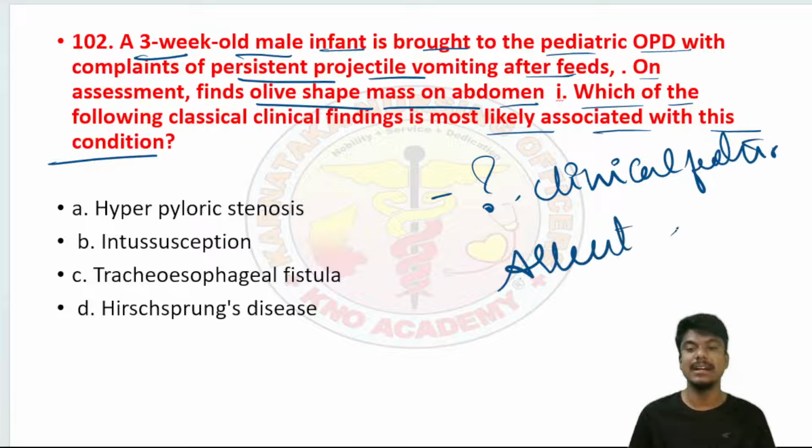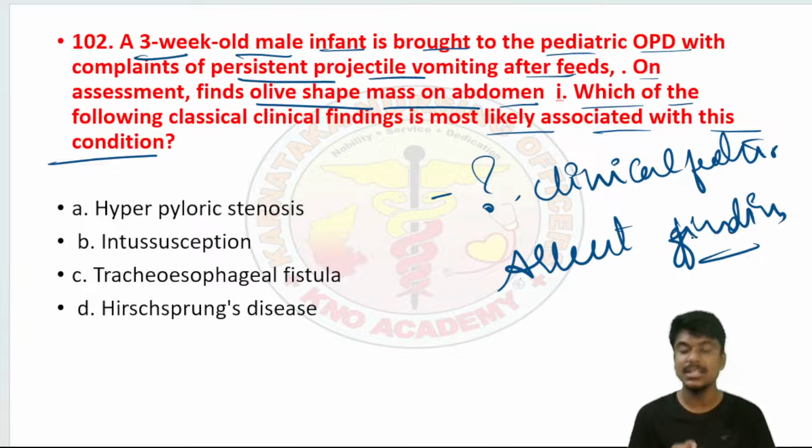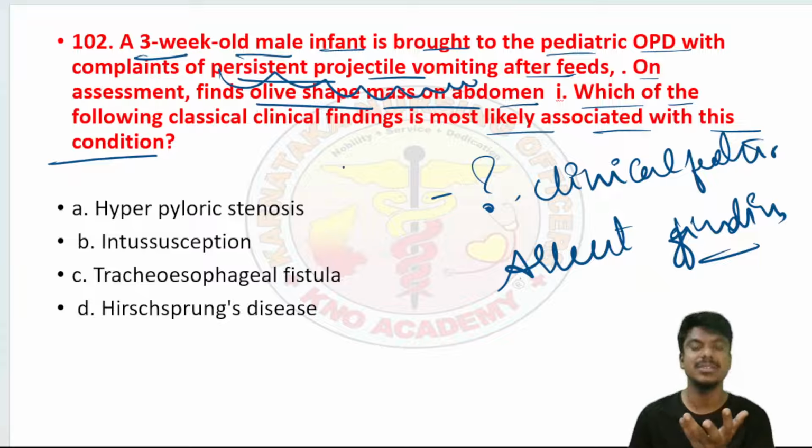Assessment findings are given. So based on the clinical features and the assessment findings, you should give a probable diagnosis. Here there is projectile vomiting. Where there is projectile vomiting, there must be an obstruction. If there is an obstruction, we get forceful, high pressure vomiting coming out. That's what we call projectile vomiting. After feeds, and the examination finding is an olive-shaped mass, visible on the abdomen.